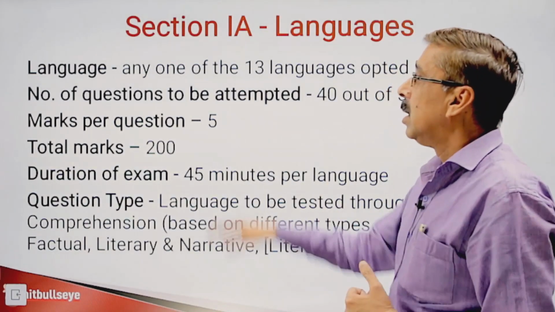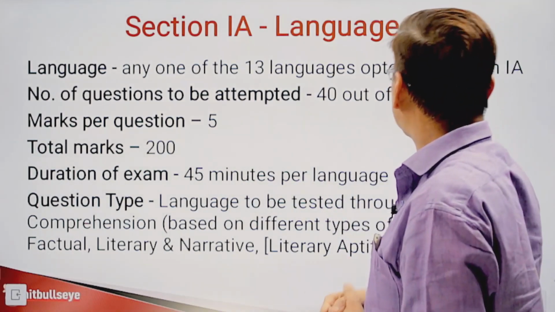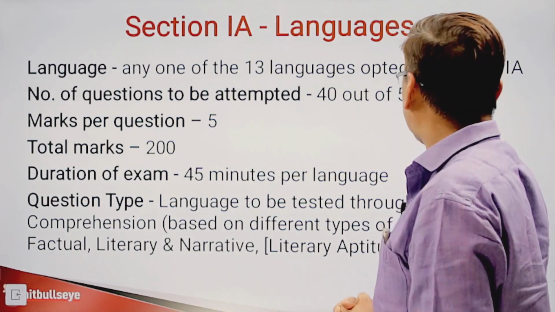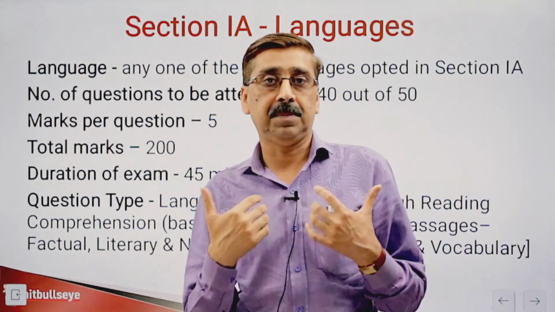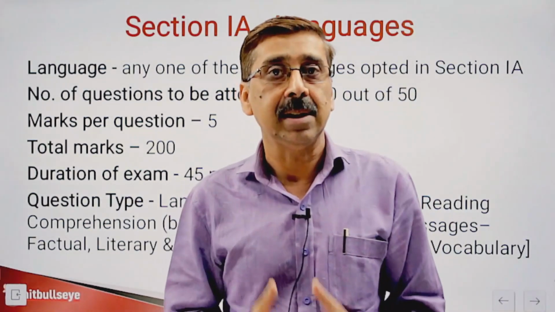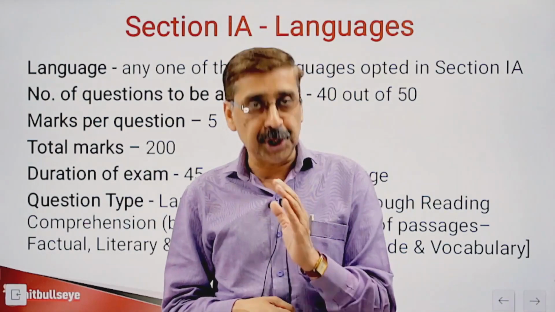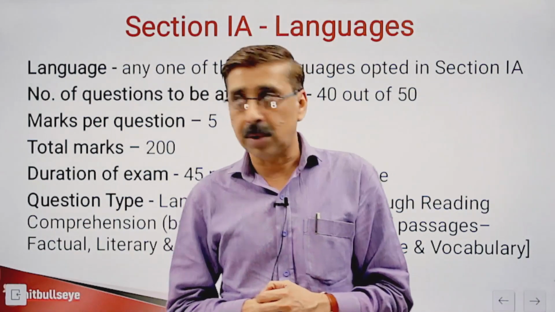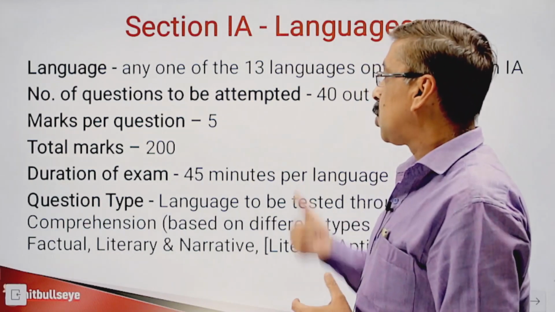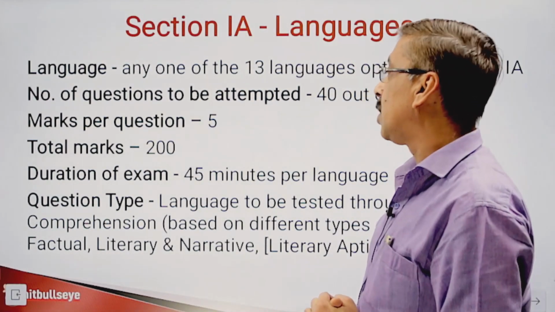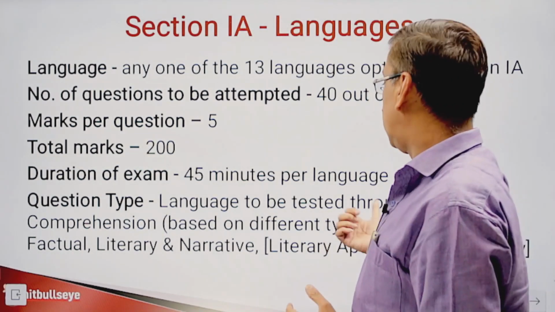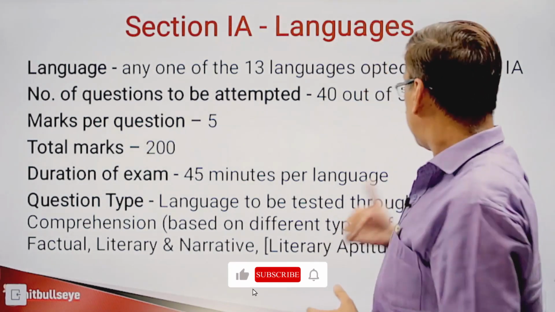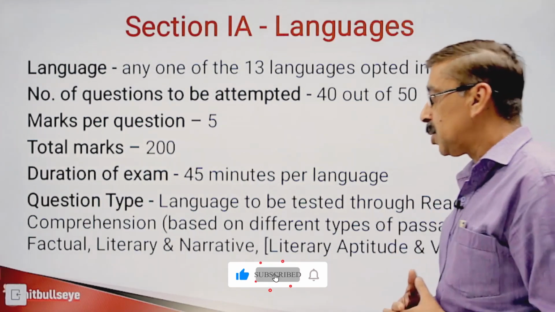Section 1A, language. Any one of the 13 languages can be opted. Number of questions, 40 out of 50. So we have this option of selecting 40 out of 50, so be sure of what exactly you want to do. Marks per question 5, total marks 200, duration of exam 45 minutes per language, and the question type to be tested through. In this they will be giving you reading comprehensions.